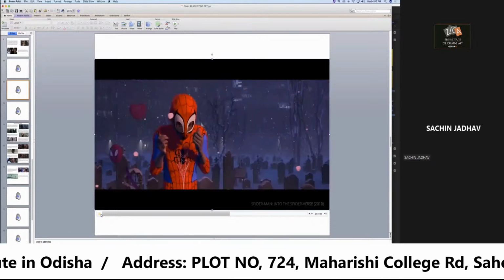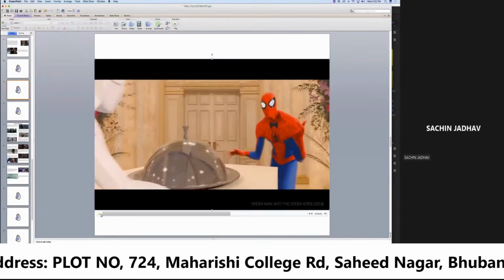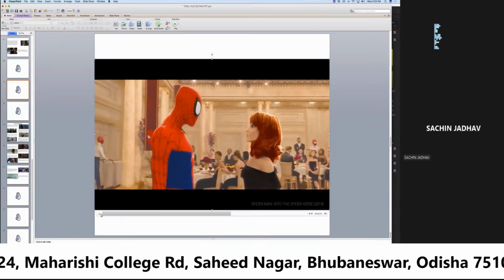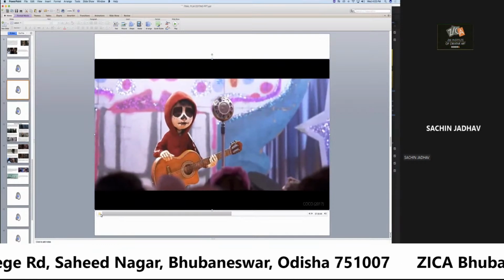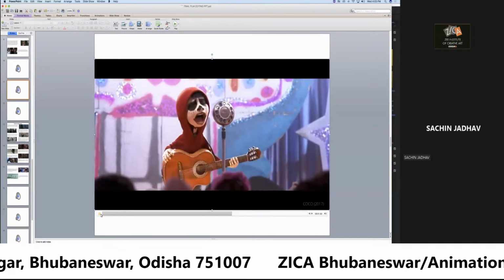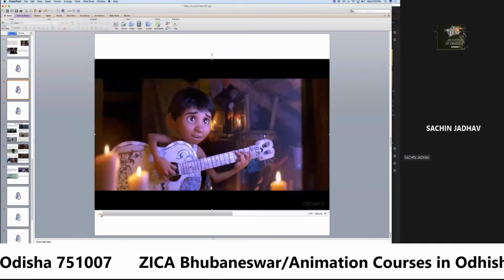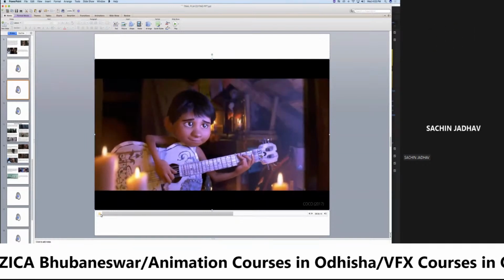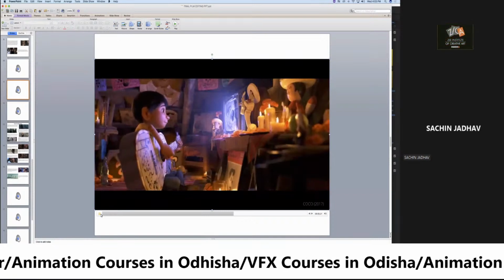Animated films function under the same compositional rules. Let's look at an example to better illustrate this. In this scene from Coco, Miguel watches a film starring his idol.